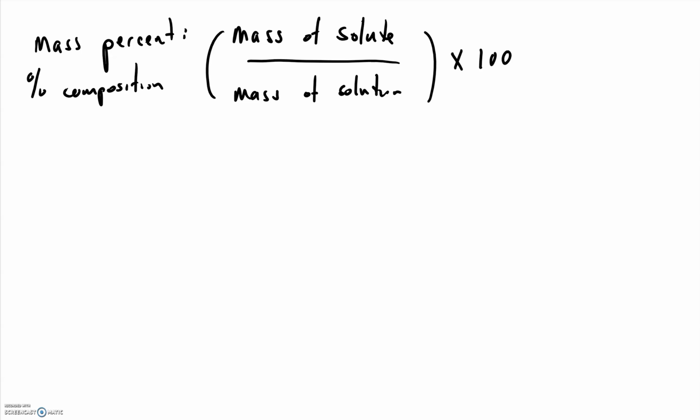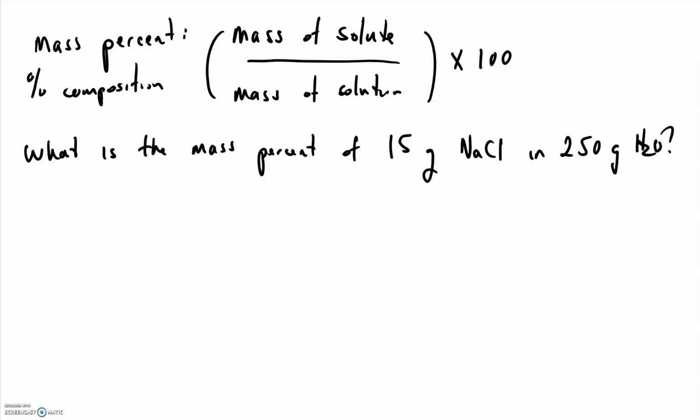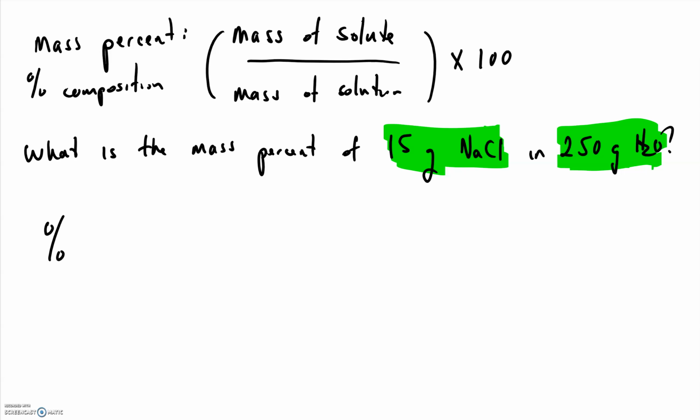Let's get an example here. So we want to be careful because when they're talking about mass of solution, that's everything that goes into making a solution. It's the solute, which is in this case our sodium chloride, and our solvent, which is of course the water. A lot of times we'll just abbreviate mass percent with just a percent sign.